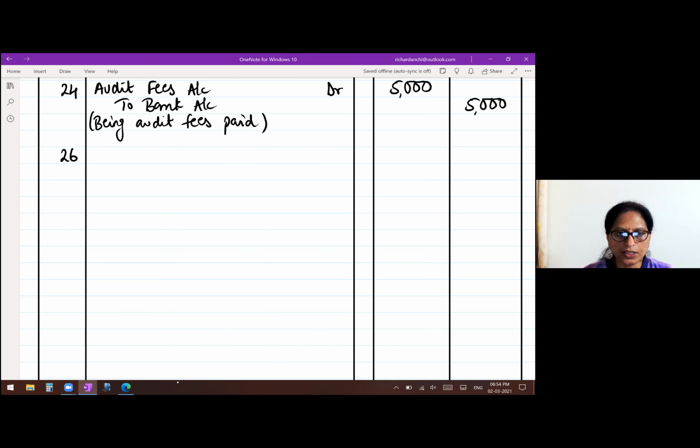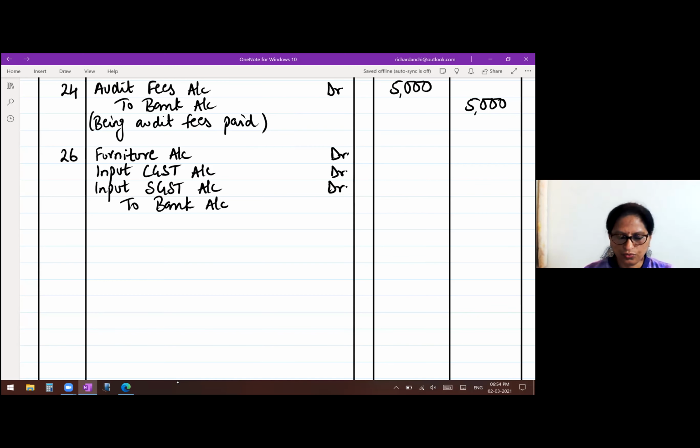You're purchasing furniture account debit, input CGST account debit. Always write the entry, then do the calculations and fill in the amounts. Input SGST account debit to bank account.